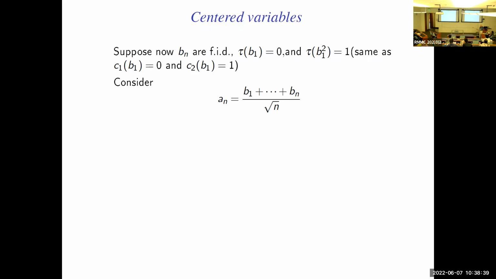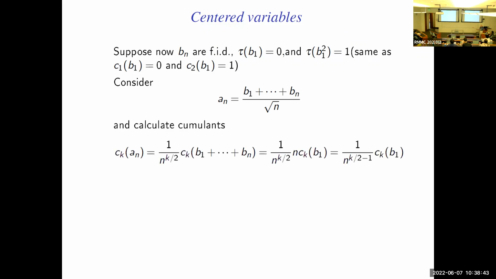b1 plus b2 plus ... plus bn divided by the square root of n, and do the same calculation that we did before. It's pretty much the same calculation, except that the scaling is by the square root of n instead of by n. So this is what you get there. So c_k of a_n is 1 over n to the power k over 2 minus 1 times c_k of b1. And you notice that for k equals 0, that wants to blow up.